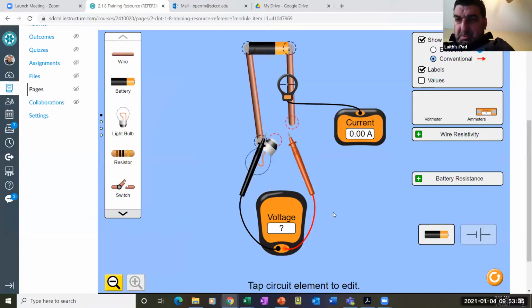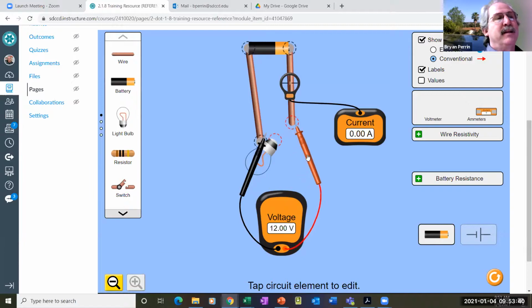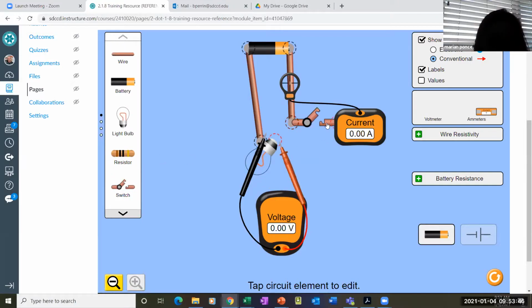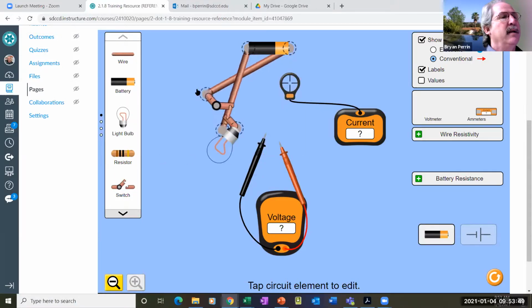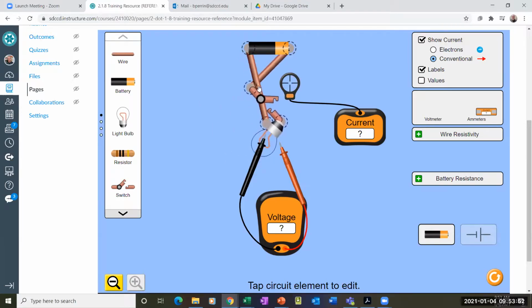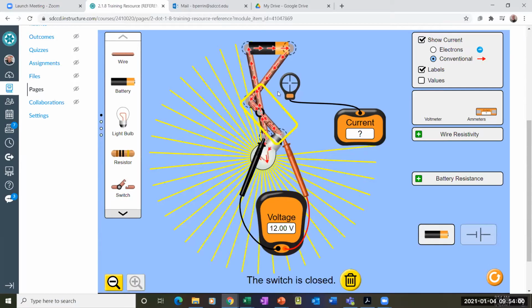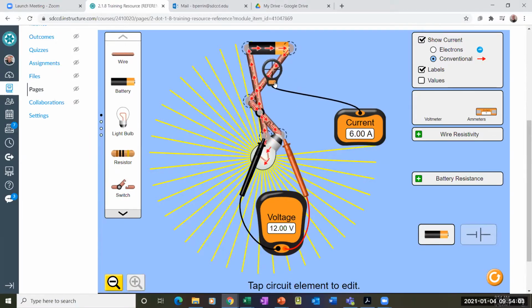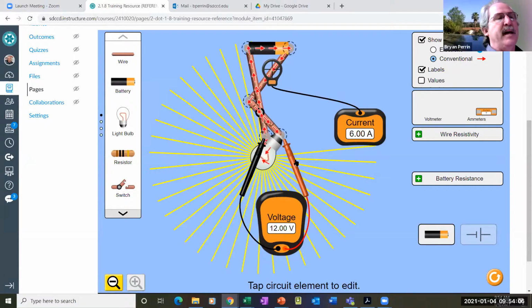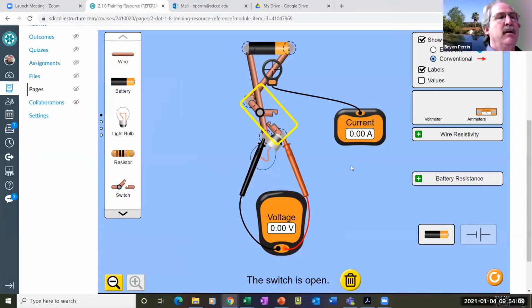If I cut this, it's now an open circuit. So what's my current flow in an open circuit? Nothing, right? 0. So if I close the switch, now I got current, right? I've completed the circuit. If I open the switch, current stops, doesn't it? Does this help a little bit?